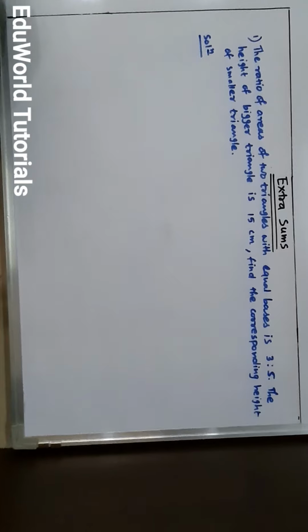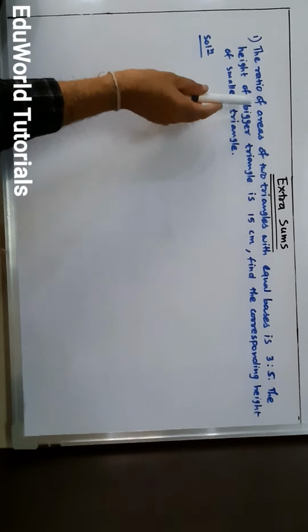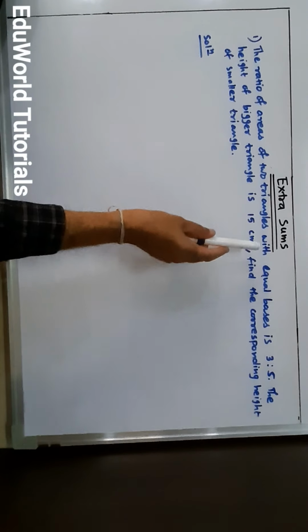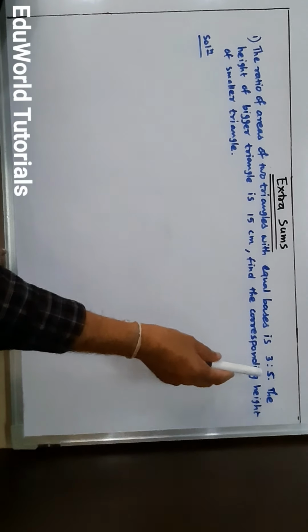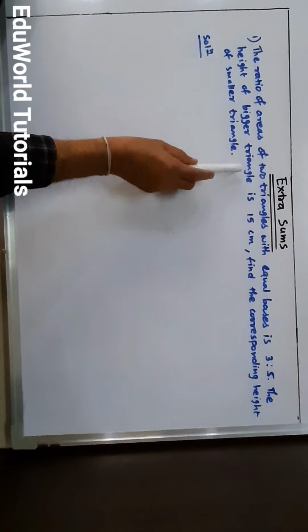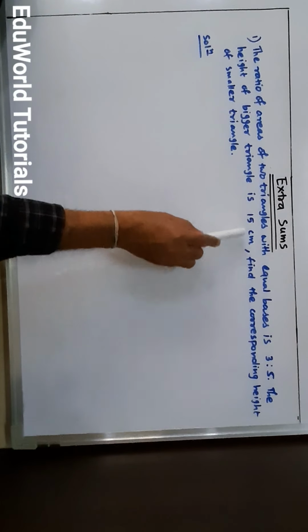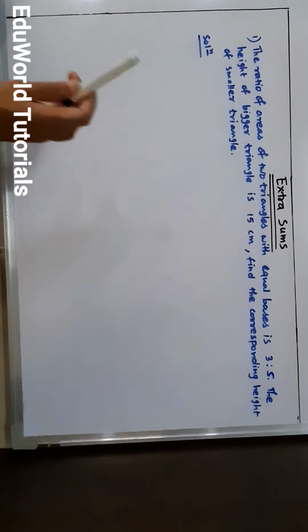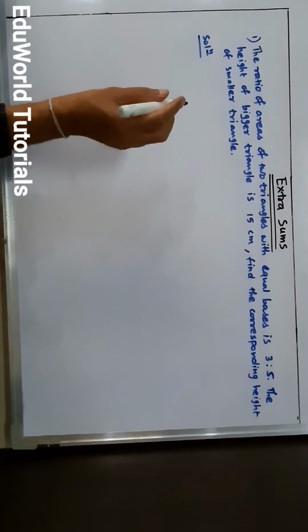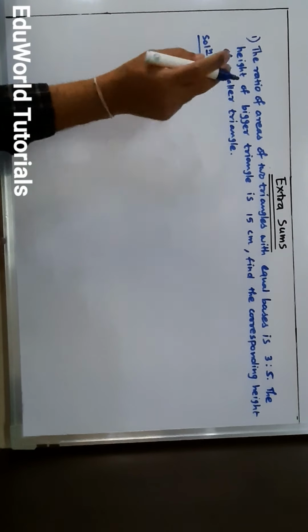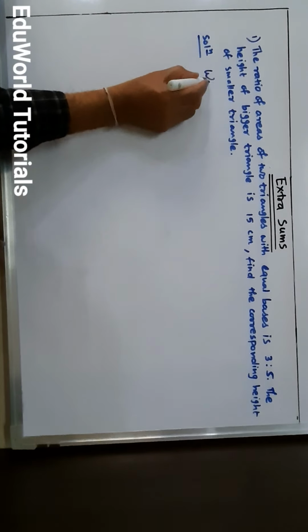So students, I have written one extra sum. It reads like this: the ratio of areas of two triangles with equal bases is 3:5. The height of the bigger triangle is 15 centimeters. Find the corresponding height of the smaller triangle. I am just showing you how to do it, and then I will give you extra sums.